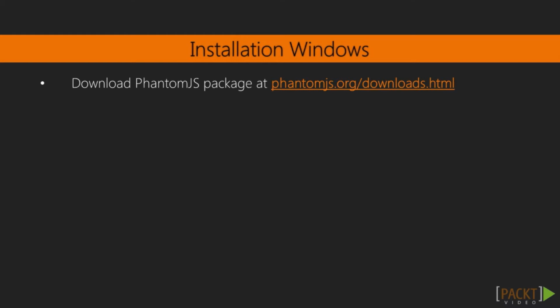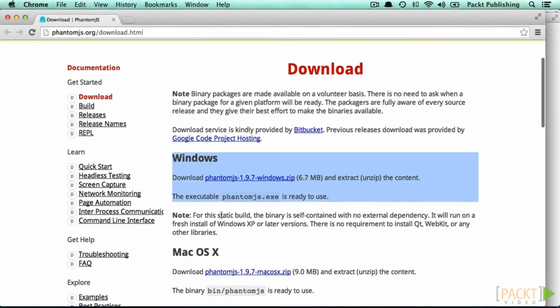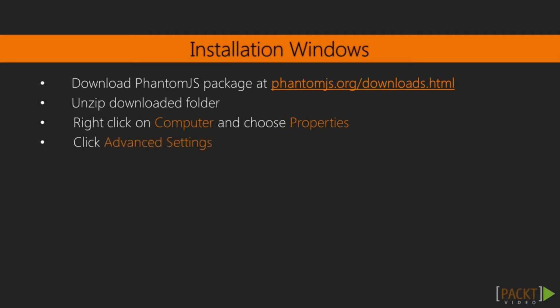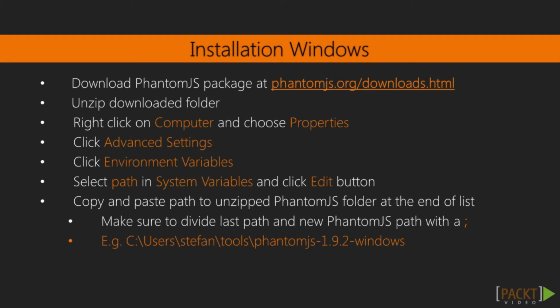To install PhantomJS you can download the binary package directly from the PhantomJS website at /download.html. This is the best option for Windows users. After the download, unzip the archive, and inside of the unzipped folder you'll find the PhantomJS executable. Then you have to tell Windows where PhantomJS is located on your machine. You can do so by right-clicking on Computer and choosing Properties. Click on Advanced Settings. Then click on Environment Settings, select the path field in the System Variables and click on the Edit button. Now add the file path to the unzipped PhantomJS folder at the end of all the paths that are already included.